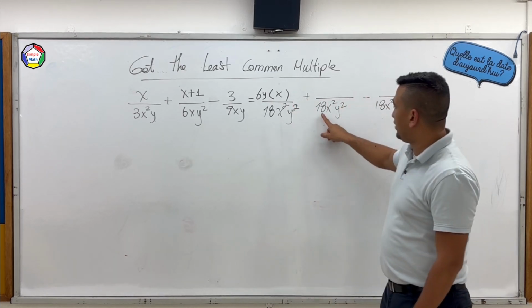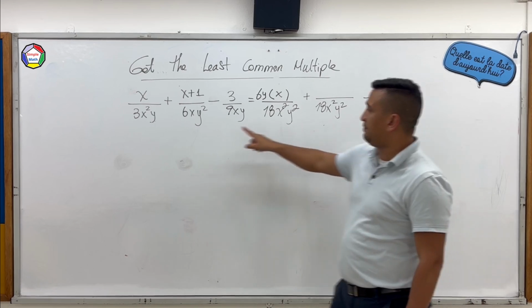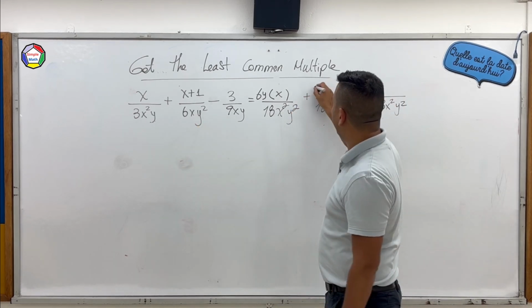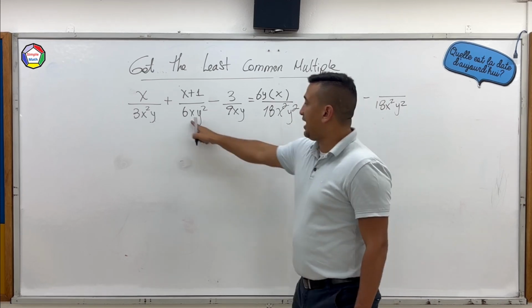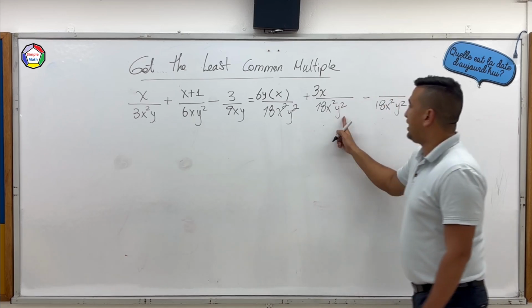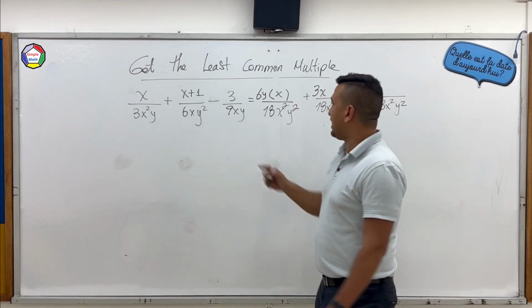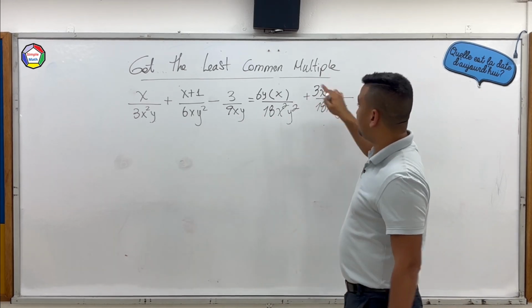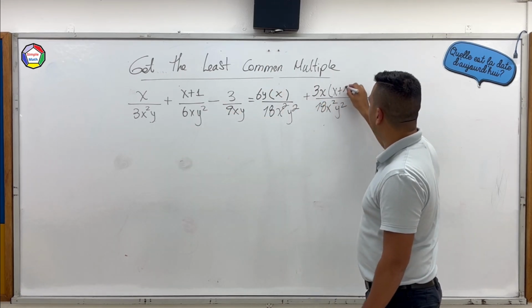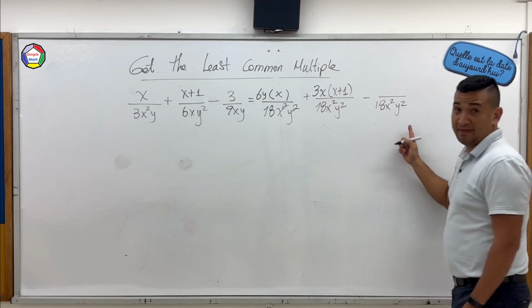So the second fraction, 18x squared y squared divided by 6xy squared. 18 divided by 6 is 3. x squared divided by x is x. The y squared and y squared, I can cancel that, and then this result we multiply by the numerator, which is x plus 1.